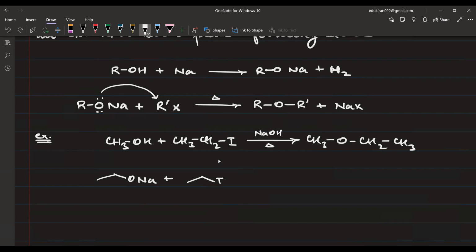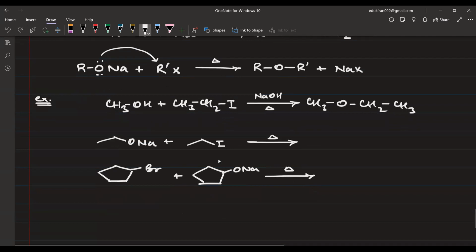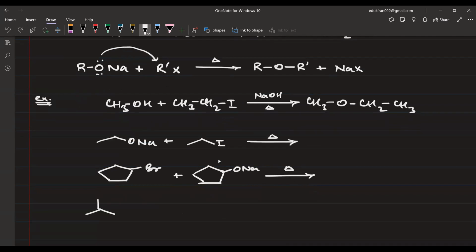So it's one more reaction. If you have ONa plus iodine like this with some heat, what is going to happen? Similarly, what will happen if I have some Br like this and ONa with some heat? You can write some more examples. We have here ONa plus Br with some heat, what is going to happen? Write the product for these. Let me know when you are done.